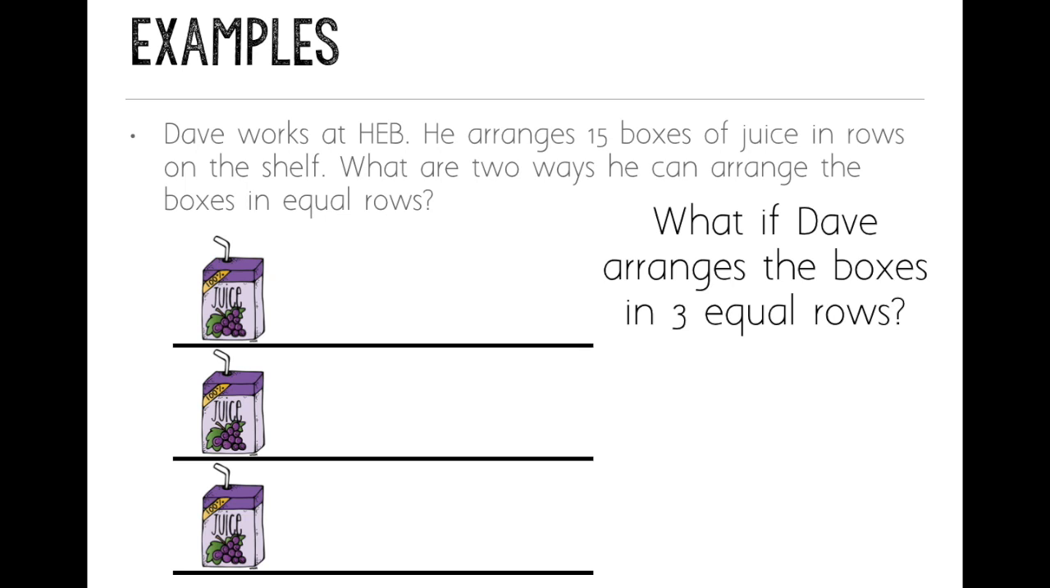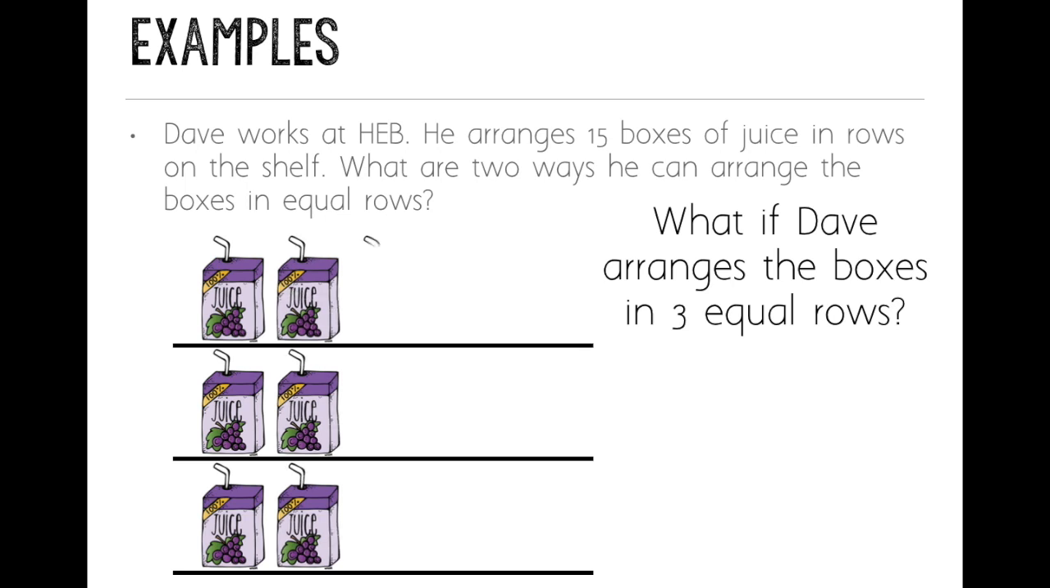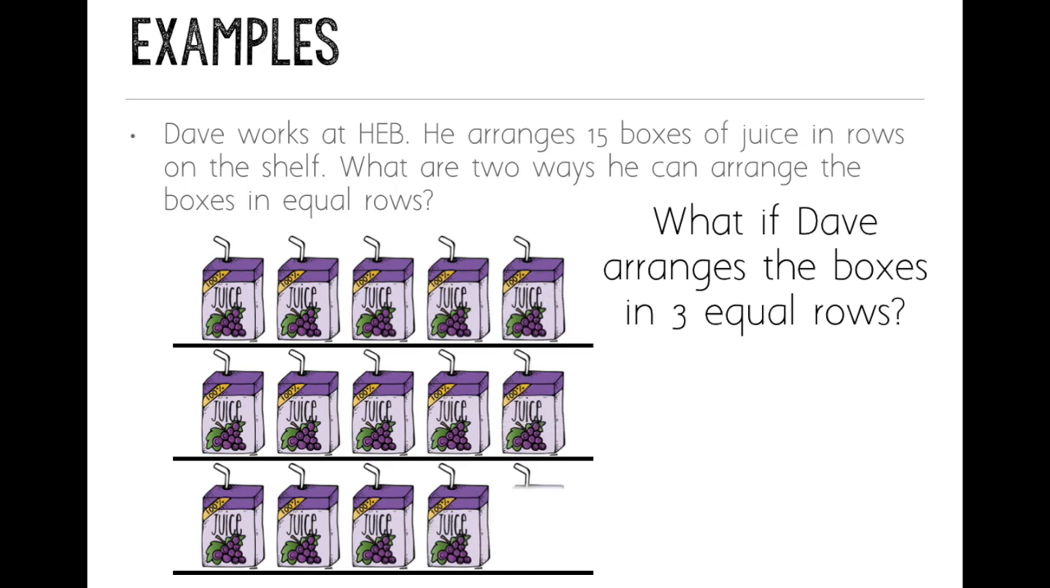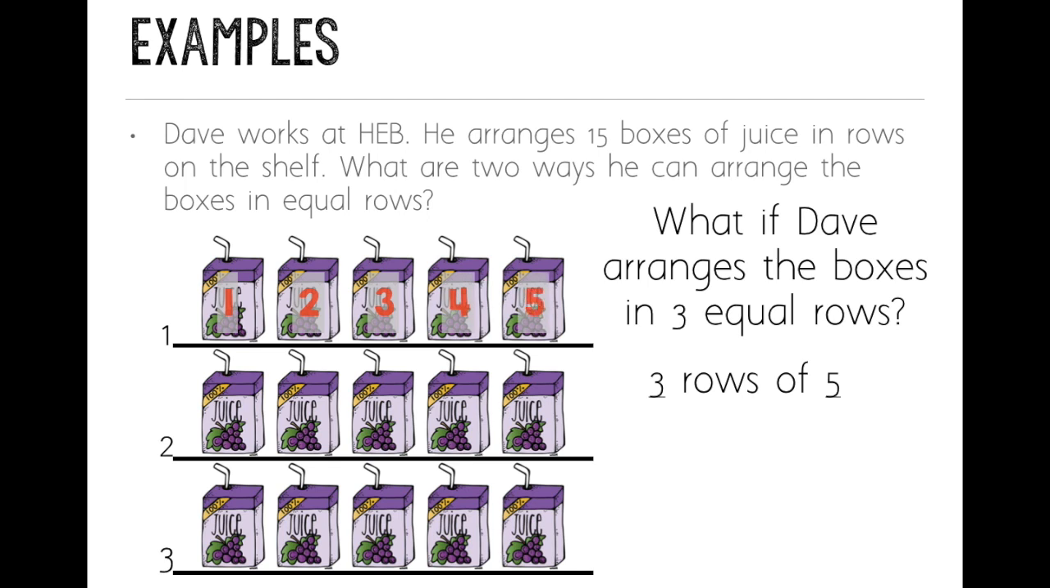So I've put out three boxes, 4, 5, 6, 7, 8, 9, 10, 11, 12, 13, 14, 15. So I've put out my 15 boxes. So I have three rows, 1, 2, 3, and I have 5 boxes in each row. So when I write my multiplication sentence, my first number should be my number of rows, and then I multiply by my second factor, the number in each row, 3 times 5, and I get a product of 15. There's 15 boxes in all.